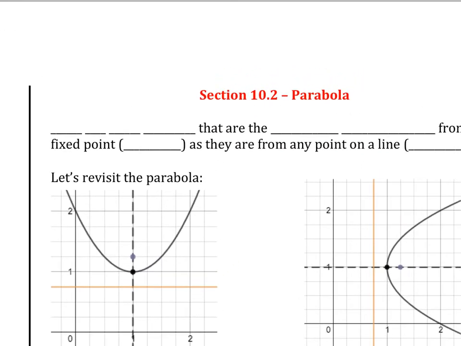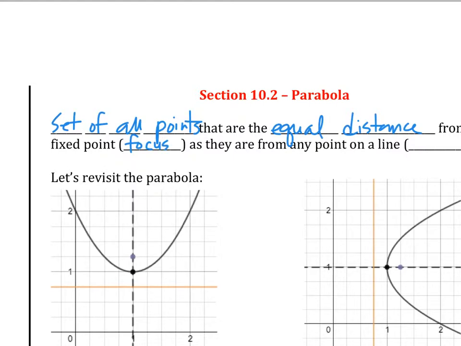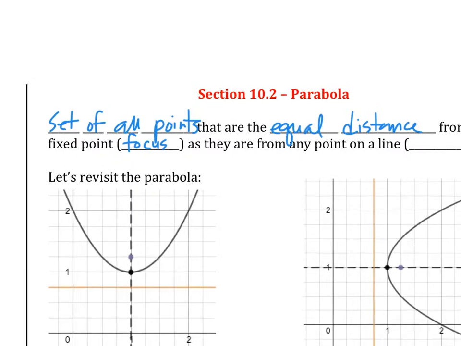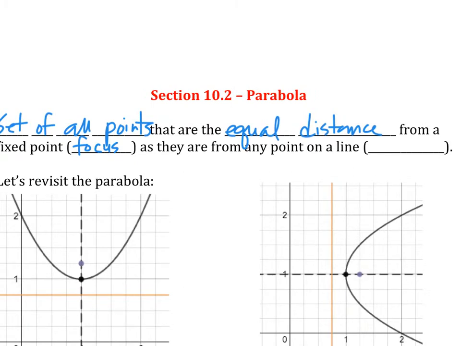Parabola, by definition, is the set of all points that are equal distance from a fixed point, and that fixed point is called the focus, F-O-C-U-S, as they are from any point on a line, and that line is called the directrix, D-I-R-E-C-T-R-I-X. So just write that down first, and then I will show you what that means.